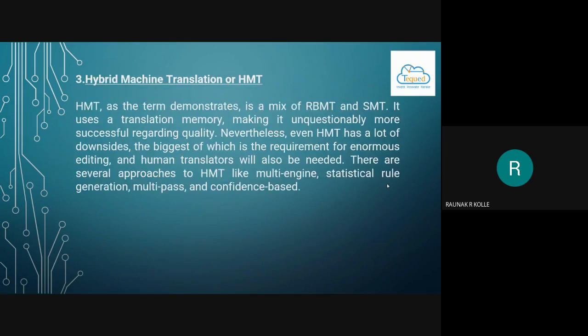Then we have hybrid machine translation, or HMT. HMT, as the term indicates, is a mix of the two earlier models, that is RBMT and SMT. It uses a translation memory, making it unquestionably more successful regarding quality. Nevertheless, even HMT has a lot of downsides, the biggest of which is the requirement for enormous editing, and human translators will also be needed. There are several approaches to HMT, like multi-engine, statistical rule generation, multipass, and confidence-based.